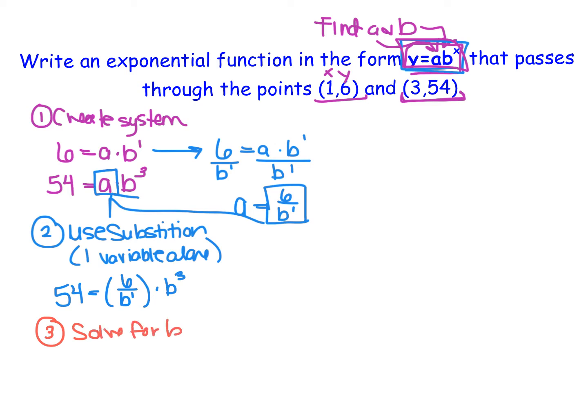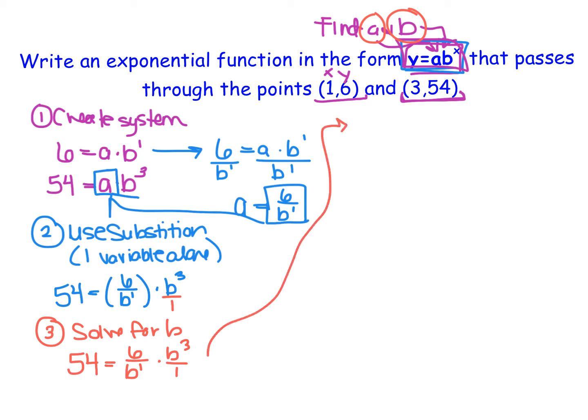Well, I know I need to find a and b. If I start solving for b, I'm at least finding one of them. So here I'm going to rewrite this a little differently. I have 54 equals 6 over b to the power of 1 times, I'm going to write this as b to the third over 1, so it's 2 fractions that I can multiply together. So I'm going to move my work up here. This then becomes 54 is equal to 6 times b cubed over 1 times b to the power of 1.